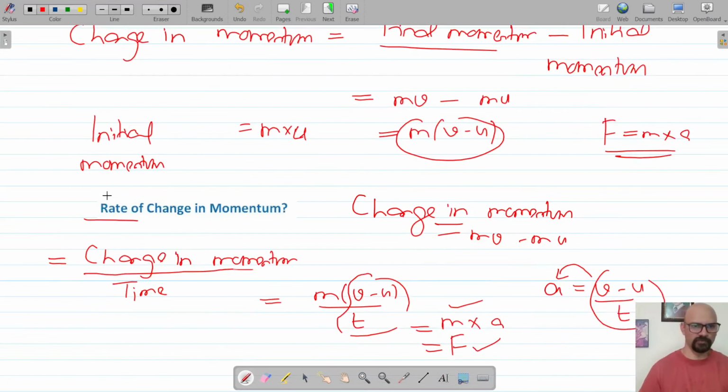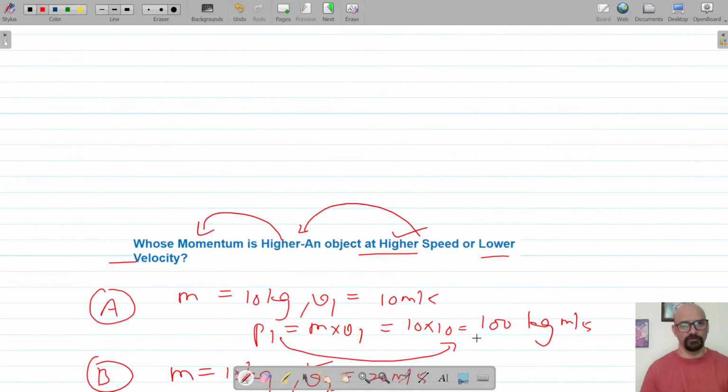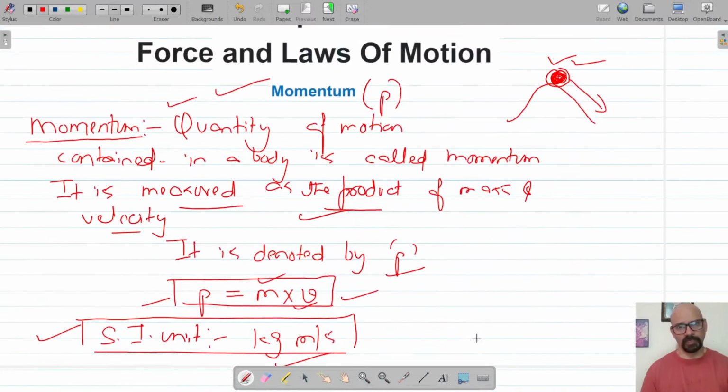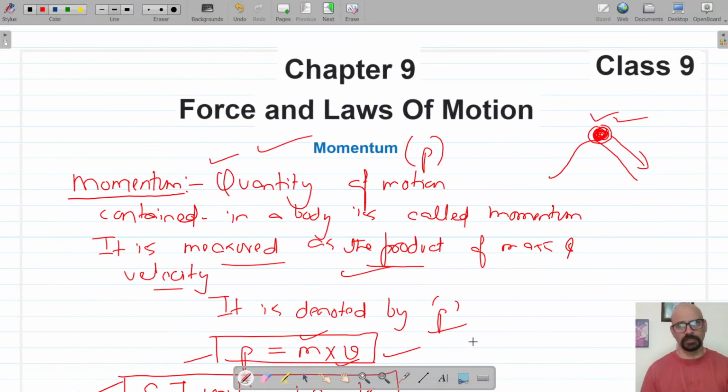For the rate of change of momentum, whenever there is a rate, you have to divide the change by time, and the change in momentum is given by m into v minus u. If we divide it by t, v minus u by t is a, and m into a is F, which is the force. Okay, so we are done with momentum, and let's move on to the next video.